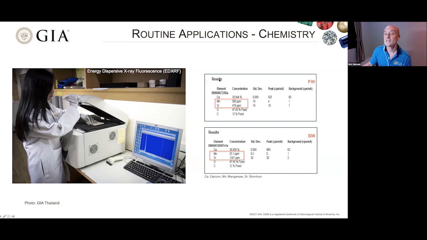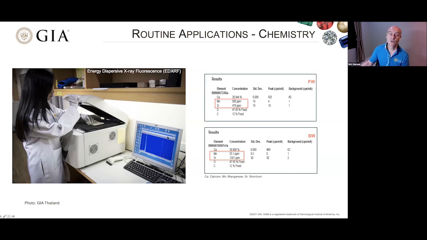And you can see here we have the results of a freshwater pearl. The manganese is showing at 588 parts per million, strontium at 476, where in comparison, if we check a saltwater pearl, the manganese is much lower. In this case, it's 25. So a big difference between 588 and 25. And the strontium is higher. So 1,381 versus 476 here. So this is typically what we would expect for the two.